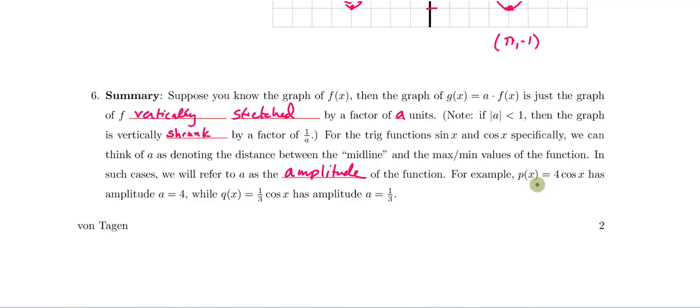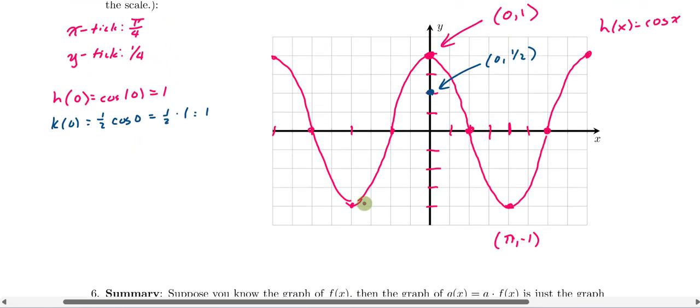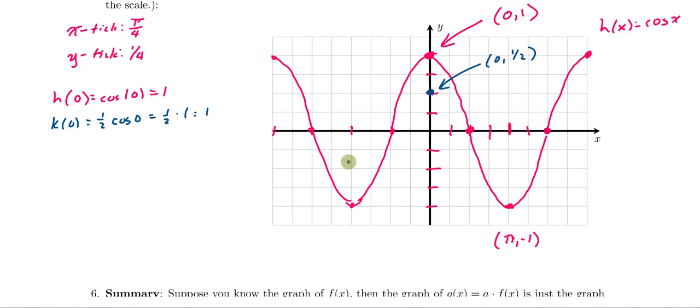of the function. So for example, if I give you p of x is equal to 4 cosine of x, this has amplitude 4, whereas if I gave you q of x as 1/3 cosine of x, the amplitude would be 1/3. And that word amplitude refers to the distance between the midline and the peak, or the midline and the trough, in terms of vertical distance.